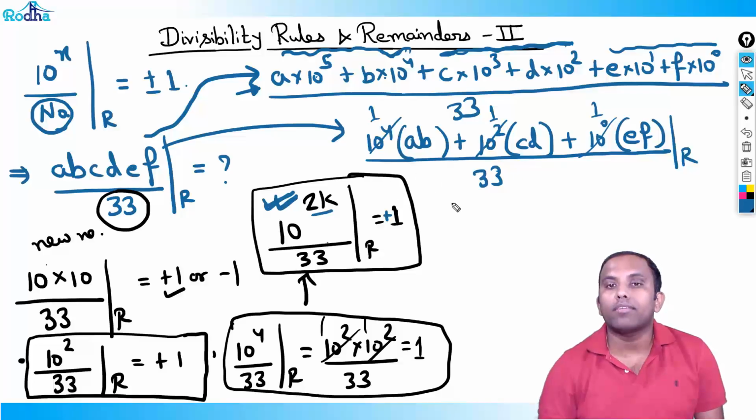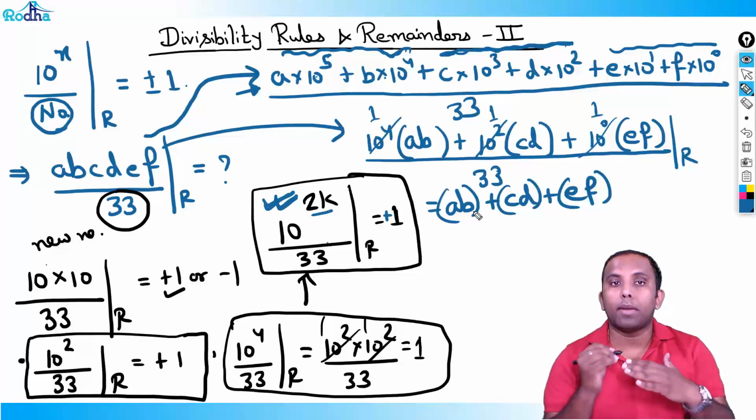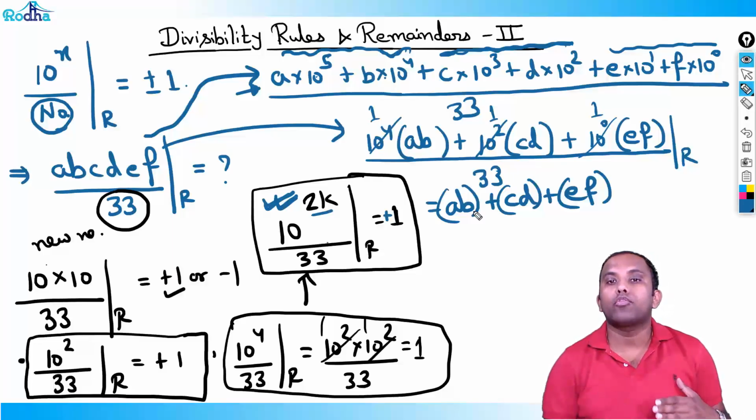So what is left here? We are left with nothing but AB plus CD plus EF. That is the digits in the groups of 2. Digits in the group of 2, right? This is a super important concept. When you divide a number by 33, what am I left with? Digits in the groups of 2. Okay, digits in the groups of 2.